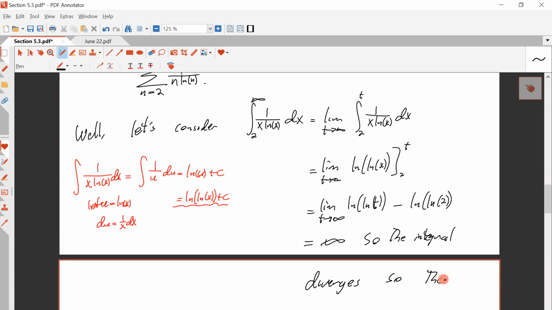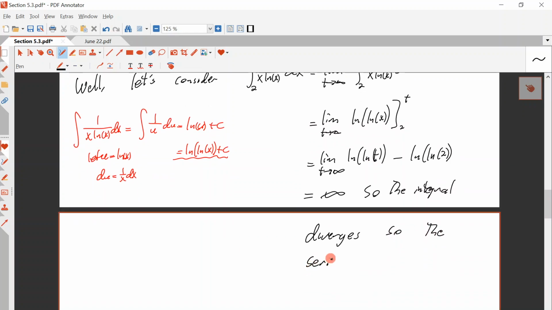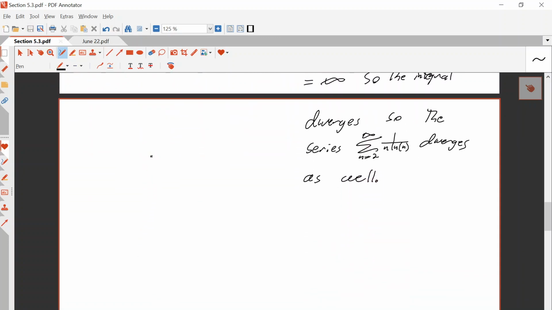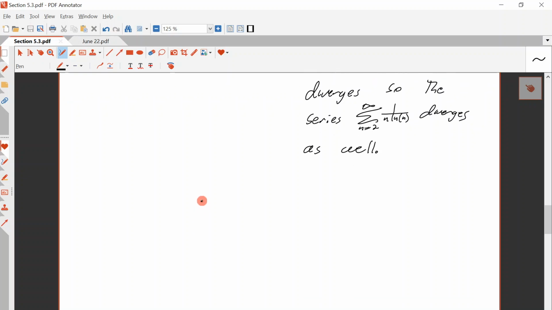So the series sum n equals 2 to infinity 1 over n ln n diverges as well. Okay? So that series diverges because the associated integral diverges as well. Either they both converge or they both diverge. Okay. Interesting example here.